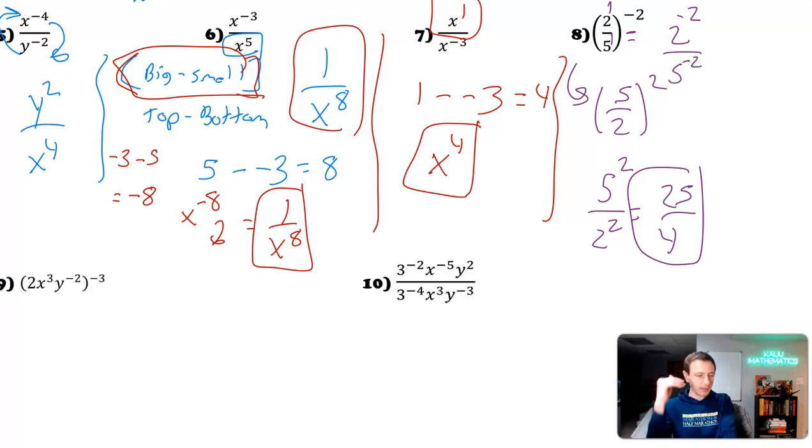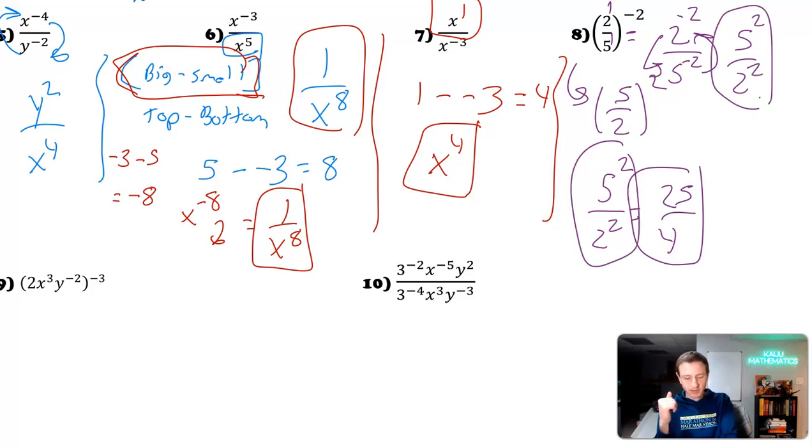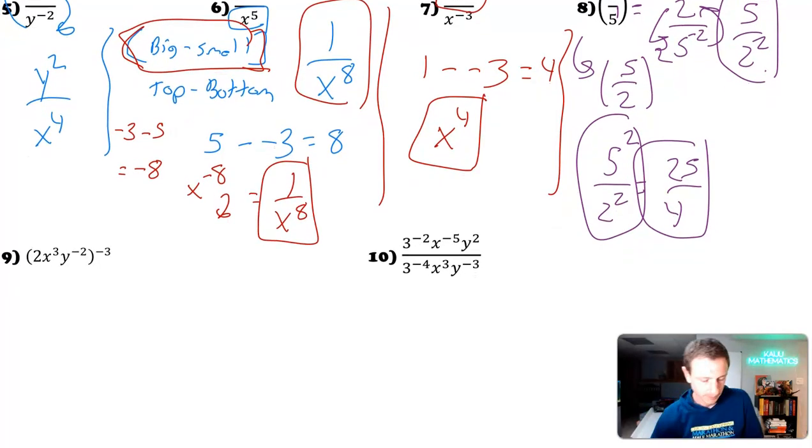Well, what happens? 2 to the negative 2 over 5 to the negative 2, different bases, so this would come down, this would come up. So I'd be left with 5 squared over 2 squared. Look at that. Same exact thing. So that's why I like to just go with, if it's a whole fraction like that being raised to a negative exponent, flip it, make the exponent positive, and then do your power to a power.